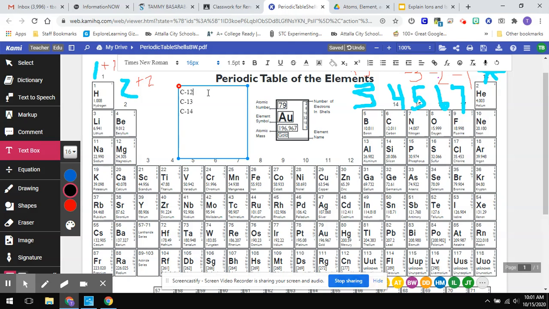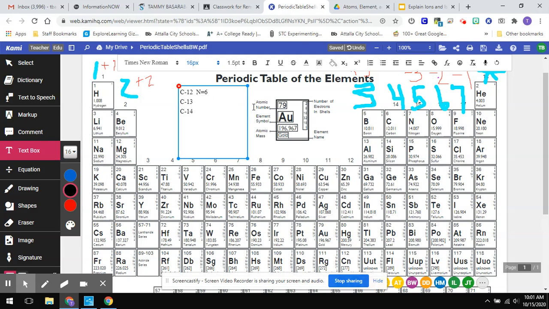Well, at carbon 12, the only thing that we're going to talk about with an isotope is its neutron count changing. So at 12, its neutrons was equal to 6 because 12 minus 6 is 6. This atomic number can't change or it wouldn't be carbon. If it was 5, it'd be boron. If it was 7, it'd be nitrogen.